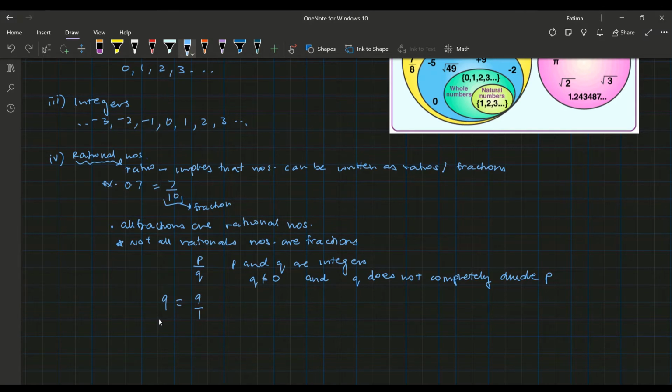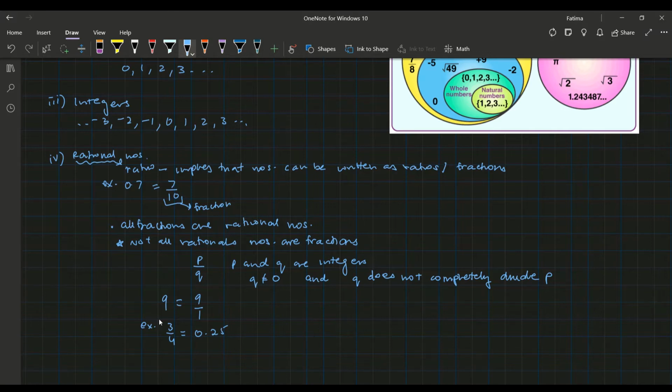Let's say we're given another example. For example, 3 by 4. We know this is 0.75, and we know 0.75 can therefore be written as 3 by 4. So because of that, 0.75 is a rational number, and 3 by 4 is also a fraction. So 3 by 4 can be a fraction and a rational number, and 0.75 is only a rational number.